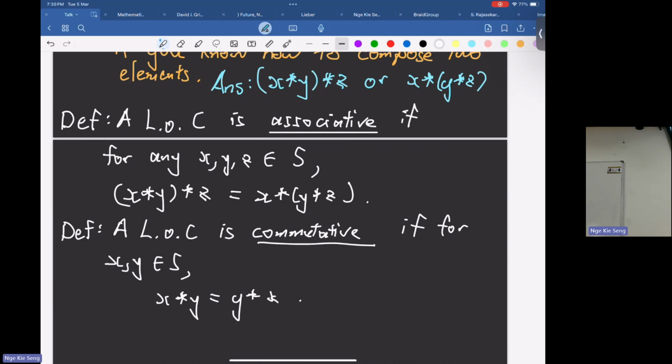Addition. Okay, addition of numbers. Commute, right? 2 plus 3 equals 3 plus 2. Okay. Anything else? Multiplication also, right? 3 times 2 equals 2 times 3.